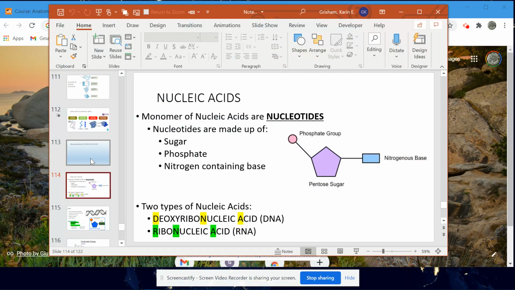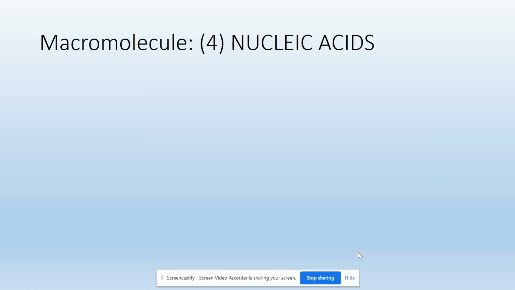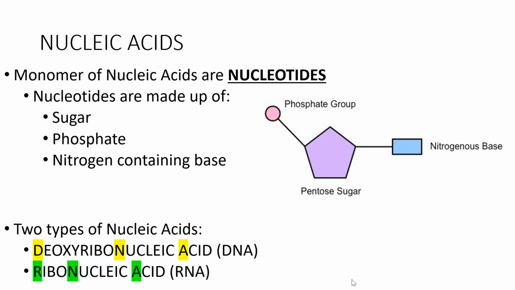Okay, so we're going to take a look at the last of the macromolecules, which is nucleic acids. Just like the carbohydrates monomer is glucose, the protein monomer is amino acid, the monomer of a nucleic acid is called a nucleotide. Now, why didn't I mention a monomer for the lipids? Remember, they don't have a monomer. What is a nucleotide made up of?